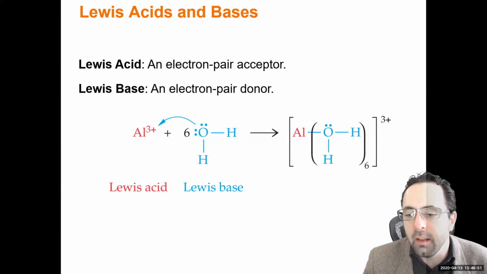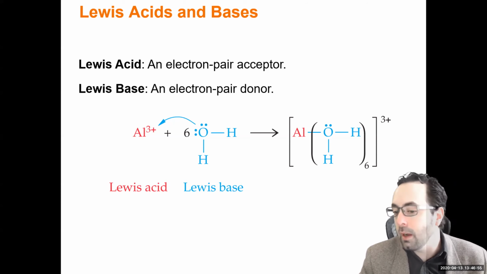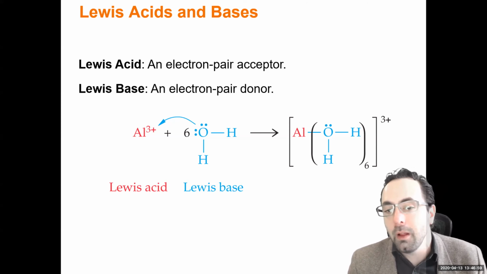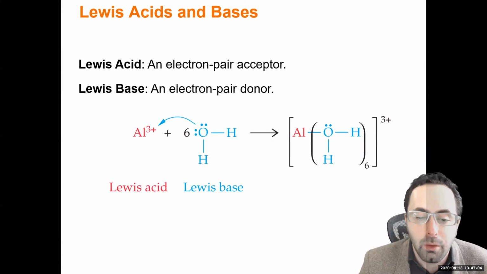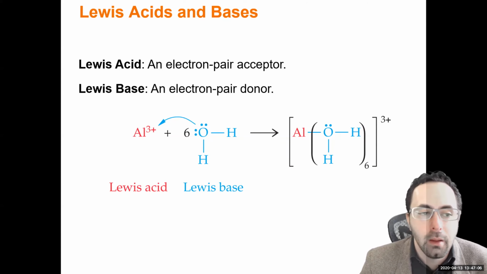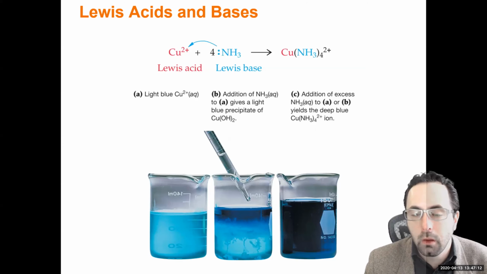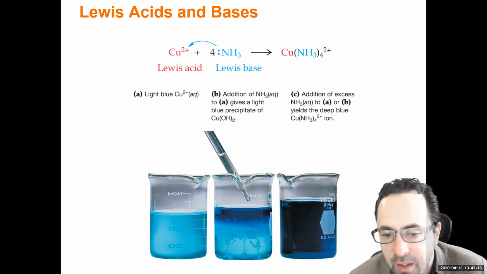It even applies to H+ and OH-. OH-, hydroxide, is the electron pair donor. The oxygen has the electron pair it gives, and the H+ is the electron pair acceptor. It has no electrons, but it accepts the 2 electrons to make the bond. So this is the broadest definition of acid and base, Lewis acid and base. So you can see the way in which this works here.